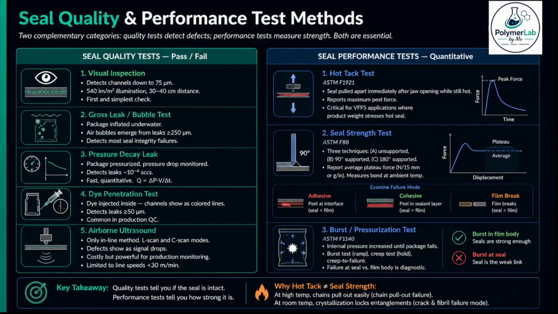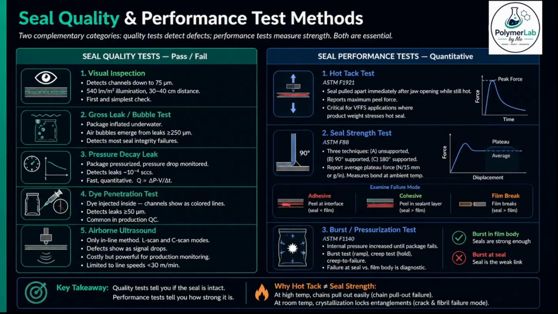The pressure decay test pressurizes the package, then closes the air valve and monitors internal pressure. Any pressure drop indicates a leak. This method can detect leaks down to 10^-4 standard cubic centimeters per second, very small. The formula is simple: leak rate equals pressure decay times package volume divided by test duration.